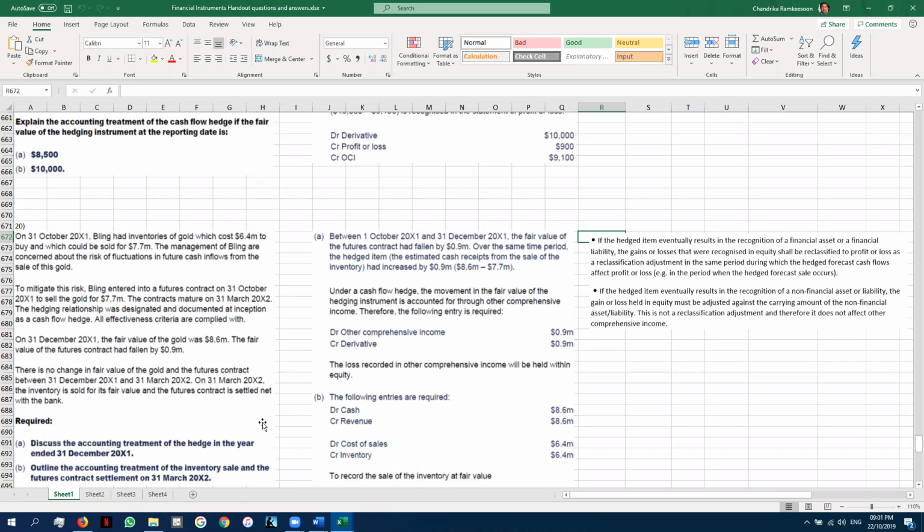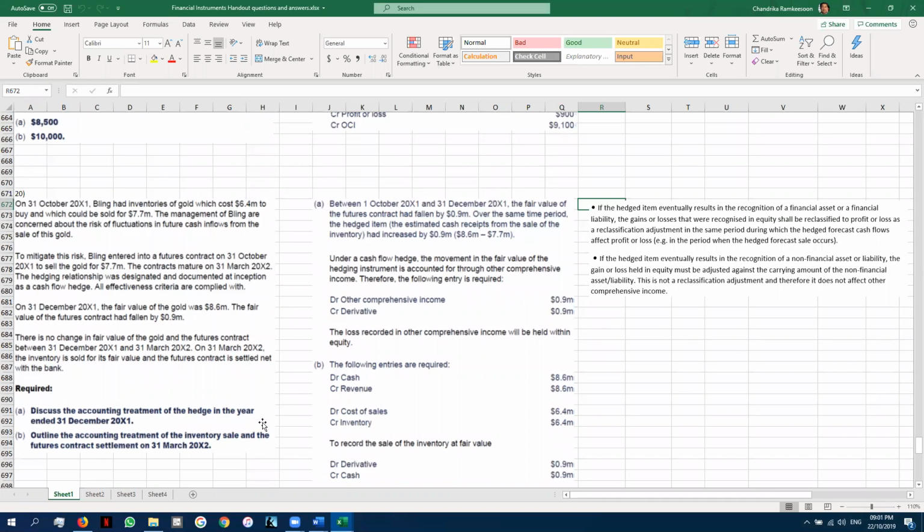Discuss the accounting treatment of the hedge in the year ended 31st December, and then outline the accounting treatment of the inventory and sale of the futures contract at 31st March. Now, notice I reproduce here the note on your handout. That's this note here.